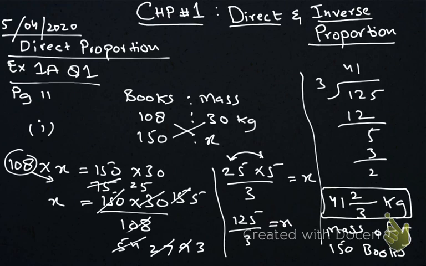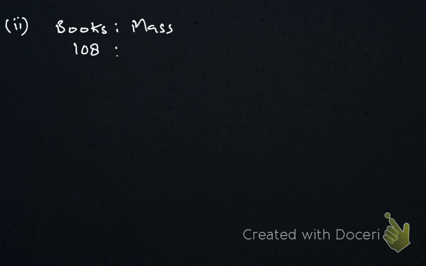Okay. Now moving on to part 2 of this question. Again, the two things are the number of books and mass. 108 books have a mass of 30 kg, and in this part you have to find out the number of books which have a mass of 20 kg.